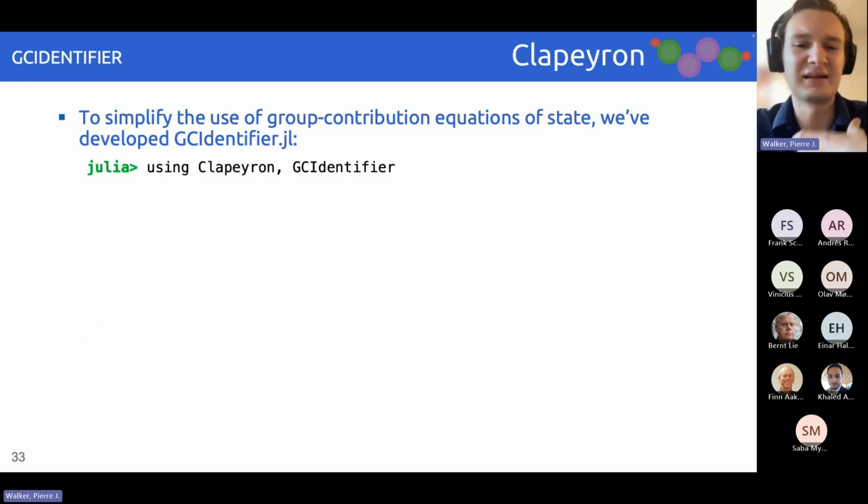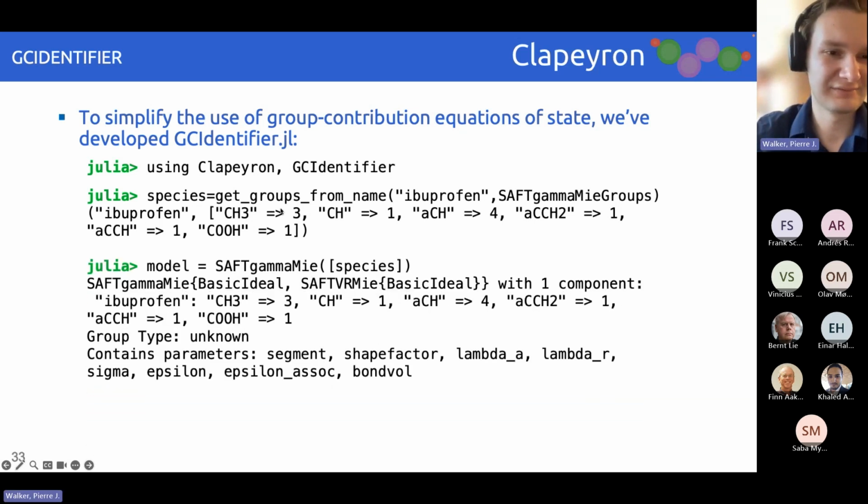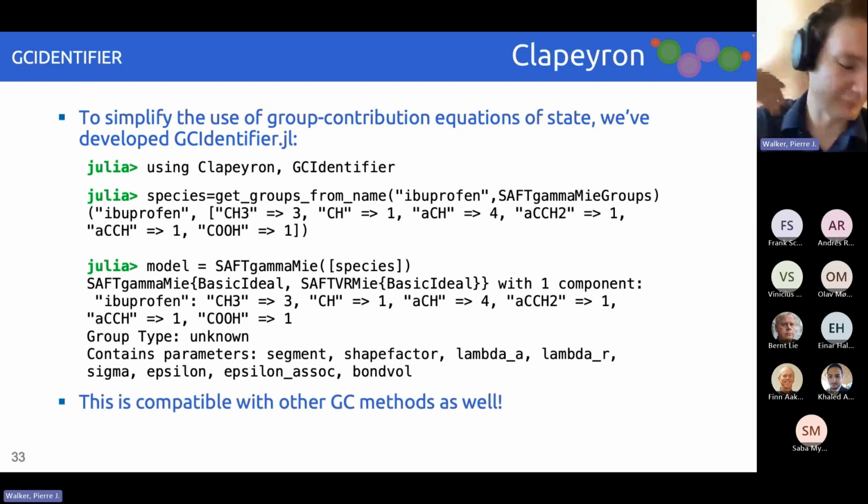As such, the idea behind GC identifier was so that all that you would need to do is specify the name of your species, the groups you wish to assemble it from, and then this GC identifier package will spit out the groups that you need to use to model species, as well as their occurrence within the species. You can then feed this input into your group contribution equation of state, and then everything else will work as normal. This is compatible with all of our group contribution approaches in Clapeyron.